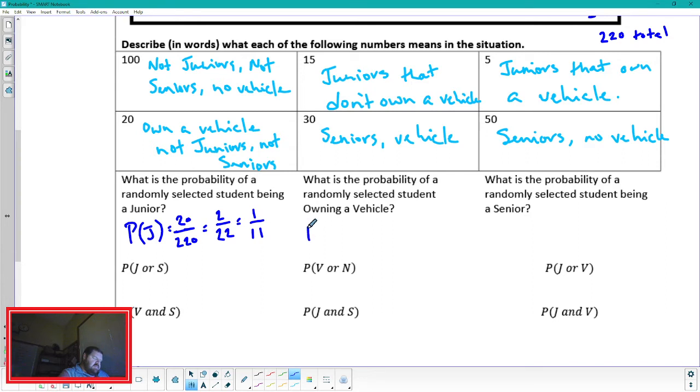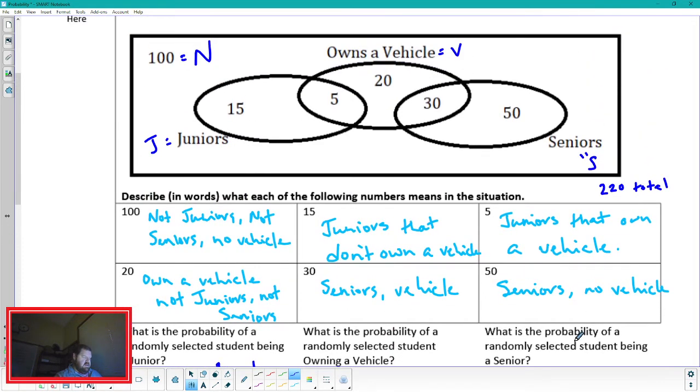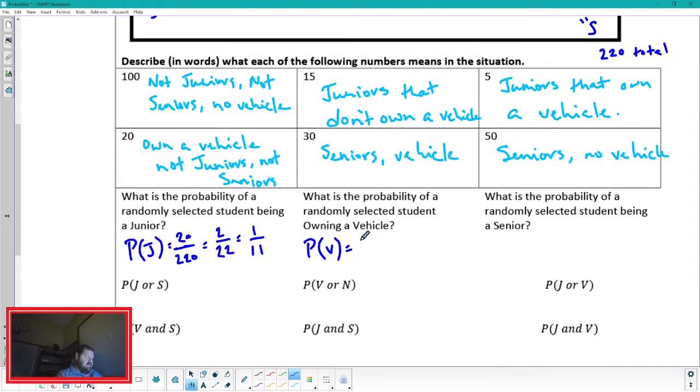And the next one, the probability of owning a vehicle, is going to be how many people own a vehicle. It's not just the 20. It's the 20, the 30, and the 5. So that's going to be 55 out of 220. And if we reduce that, they're both multiples of 55 actually. And it's going to turn into 1/4.